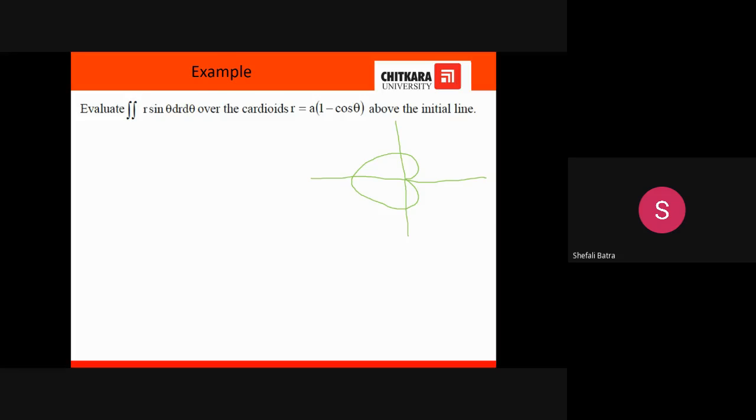Cardioid above the initial line means, what is the meaning of this, beta? Above the initial line. What is the initial line? Ma'am, above the x-axis region. Initial line means above the x-axis. So I'm taking an eraser and deleting half of it, so it becomes like this. That's all. Right? This is your region of integration.